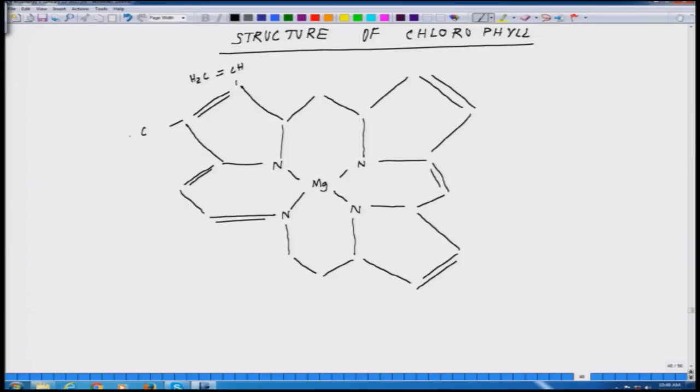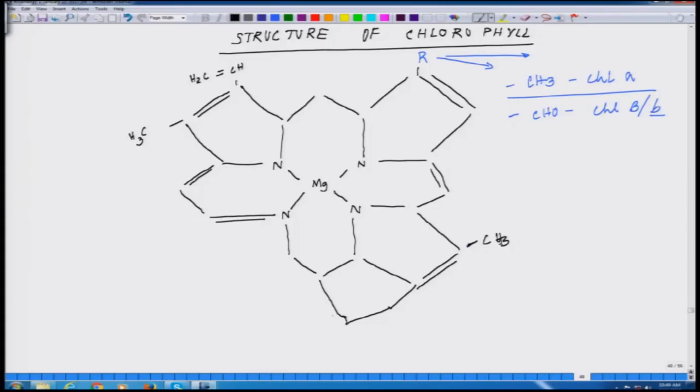And in this corner, you will see a CH and a methyl group present here. There is another methyl group present here. And there is something called an R. I'm just putting R here. That R essentially stands for two situations, so there are two kinds of chlorophyll. If it is CH3, then it is chlorophyll a, and if it is CHO, then it is chlorophyll b. Okay, so these two chlorophylls are generally represented by a small letter, so just correct that.